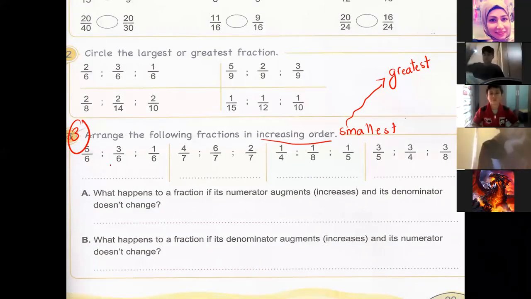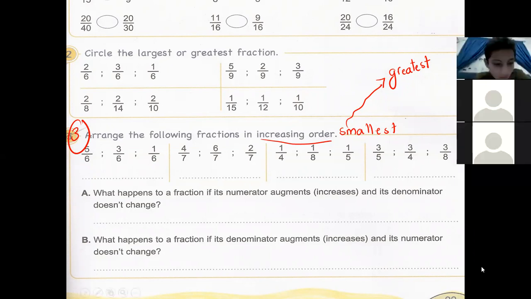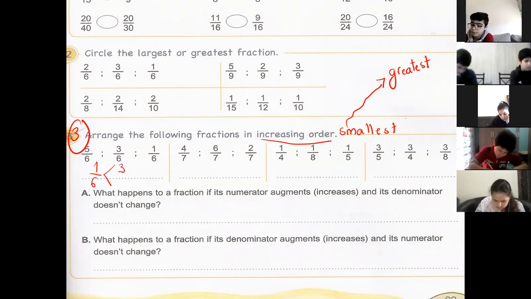5 over 6, 3 over 6, 1 over 6. Arrange them from the smallest fraction. Start from the smallest. Which one is the smallest? 1 over 6. Excellent, the smallest grade. Then which fraction? Then 3 over 6, then 5 over 6. Okay. Bravo.